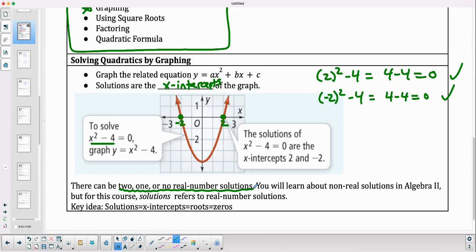But in this course, solutions refer to just the real number solutions. Okay, so the key idea here is the solutions are the x-intercepts, which are the zeros of the equation. What do I plug in for x that makes the equation equal 0, that makes y equal 0? Okay, let's move on to some examples.